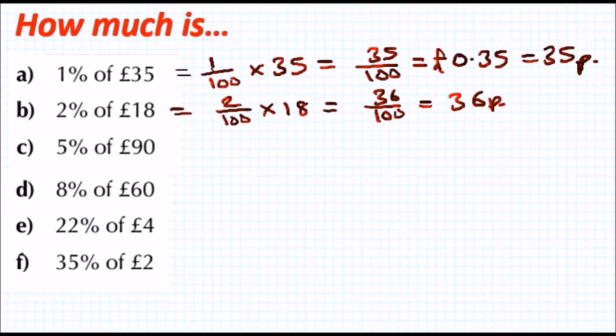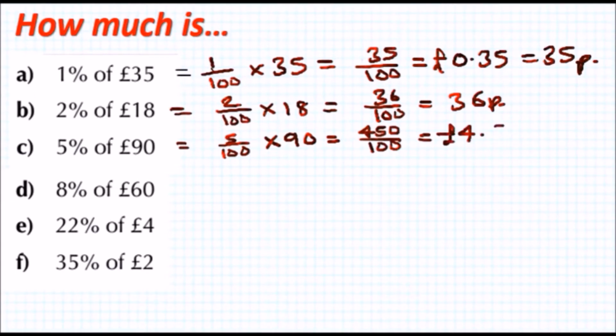Now, part C. 5% of 90 pounds. Just like the previous, 5 over 100 times 90, so 5 times 90 now. The cool thing about these tricks is that you can actually cross simplify too if the number gets too big. Or you don't have to. Sometimes I don't bother. So we just do 5 times 9, which is 45, times 90 is 450, divided by 100. Again, the decimal moves 2 places left, so it appears here between 4 and 5. It's going to be £4.50. Easy.